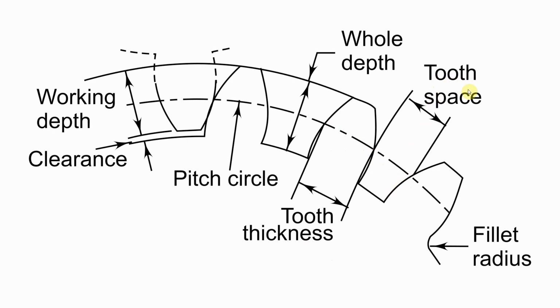Similarly, the tooth space is the gap between two adjacent teeth measured on the pitch circle, that is tooth space. Okay, if you look here, there is a fillet. Instead of a sharp edge like this, there is a fillet, and the radius of the fillet is called fillet radius. These are the different terminology of spur gear.